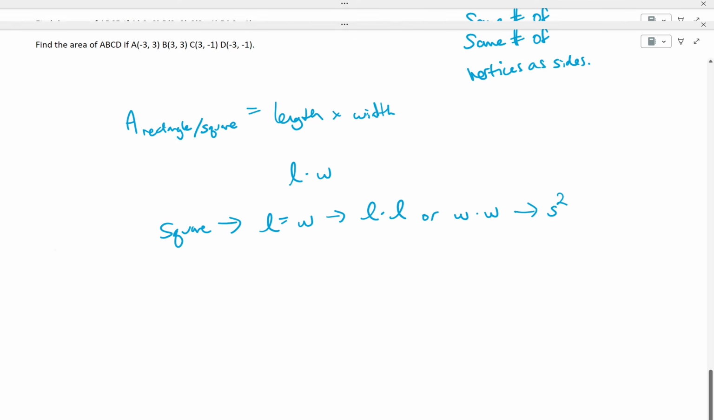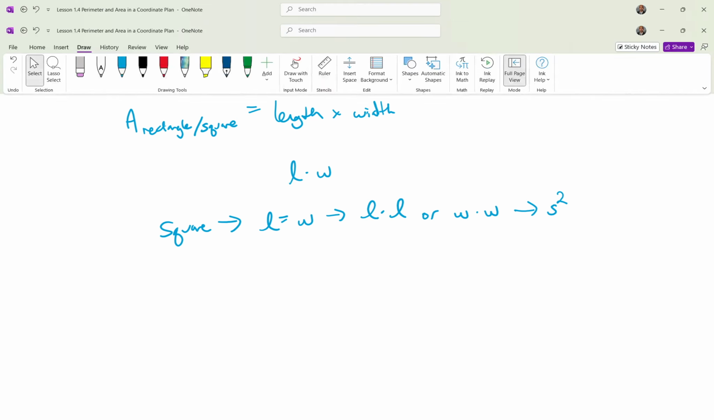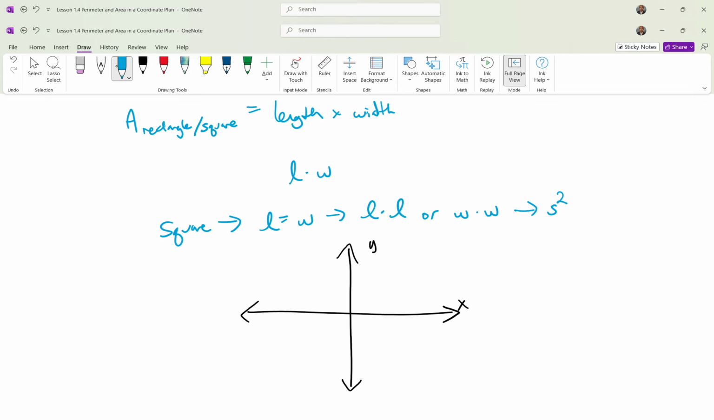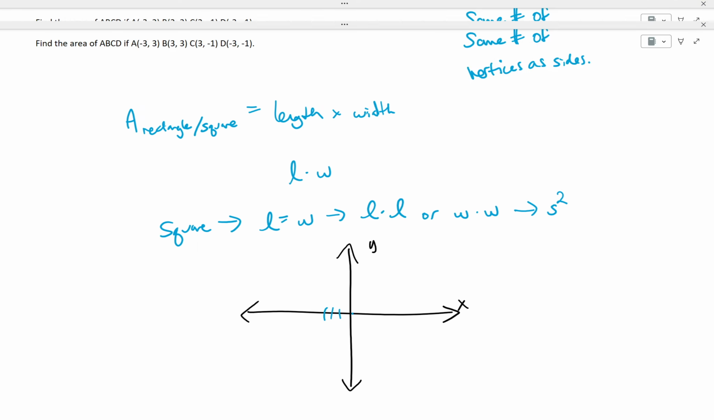So here we go. Let's go graph this in the coordinate plane real quick. This will be a real quick graph. So Y, X. A is going to be negative 3, 1, 2, 3, up 3, 1, 2, 3. Here we go. That's my A. B is positive 3, 1, 2, 3, up 3 for B to graph it. C is positive 3 and down 1 for C. And then for D is left 3 for negative 3, down 1, right? And thus, we have created a rectangle.